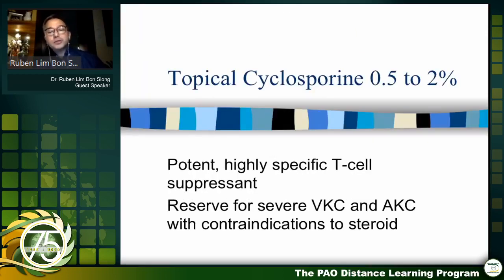For patients with severe VKC or patients with AKC, who are contraindicated to steroids, or they are steroid responders, then you can give your topical cyclosporine. You have 0.5%, you have your 1% to 2%. So these are your options. It should be higher. The 0.05 will not really work. You should be at least 0.5 and up.